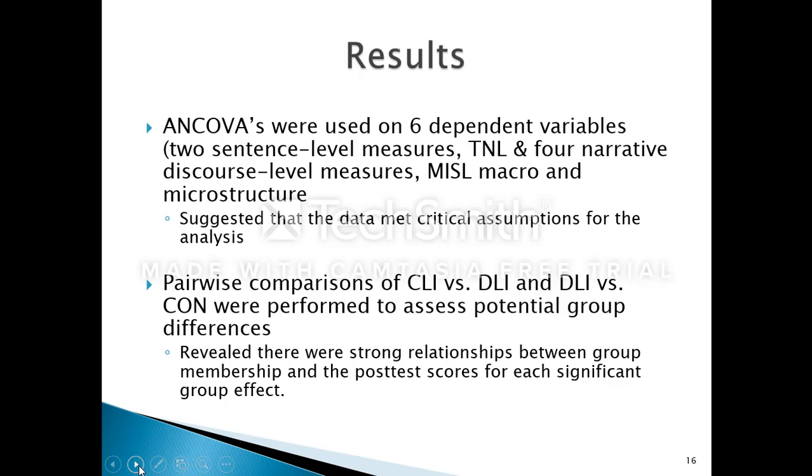A pairwise comparison for contextualized language intervention versus decontextualized language intervention, and for decontextualized language intervention versus the control group, was performed to assess the potential group differences. This comparison revealed that there was a strong relationship between group membership and the post-test scores for each significant group effect.